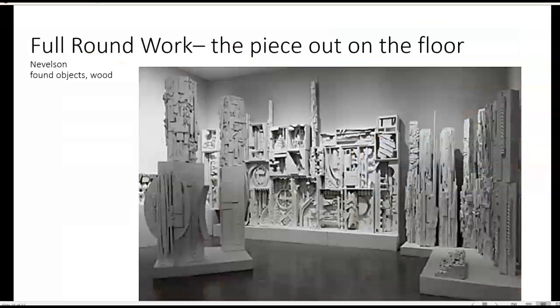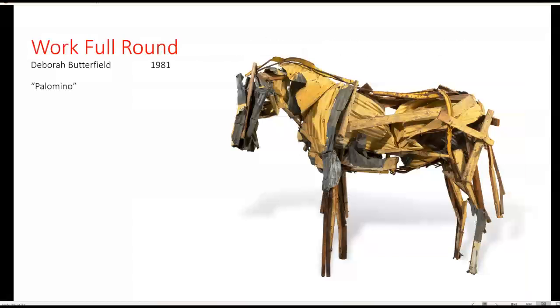Okay, the next kind of work we're going to look at is full round work. Pieces that are meant to be seen, you can walk around them and look at all sides, and hopefully they're interesting enough that you want to walk around them. So here's some more of Louise Nevelson's work with these found object wooden pieces. She's got a room that is lined with her bas-reliefs, maybe frontal works, and this full round piece in the middle of the gallery.